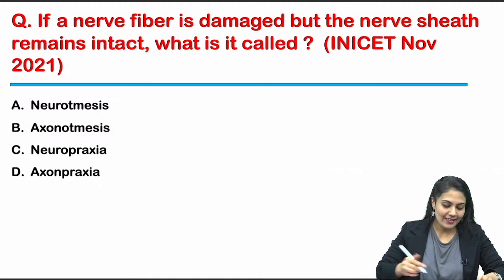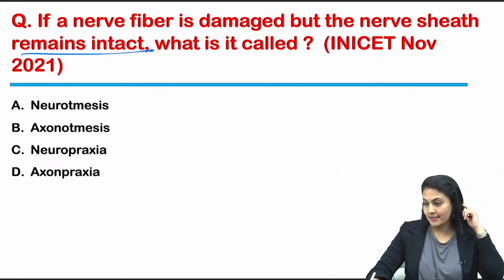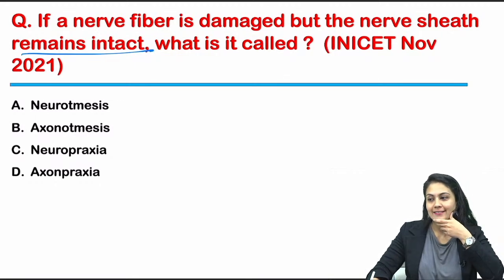All right. If the nerve fiber is damaged but the nerve sheath remains intact, what is it called? Hanji, answer please.